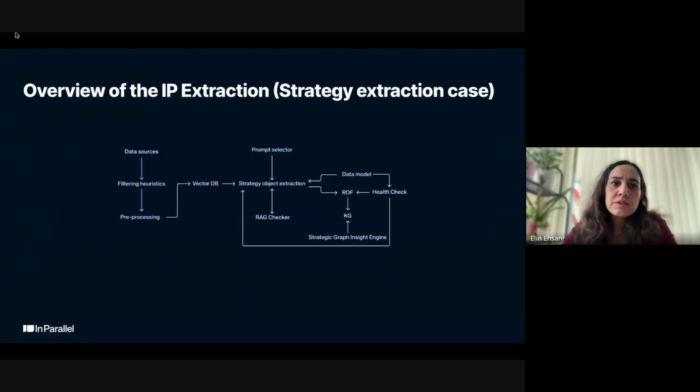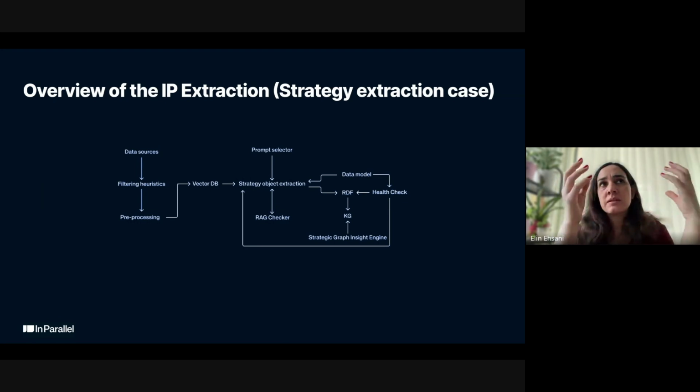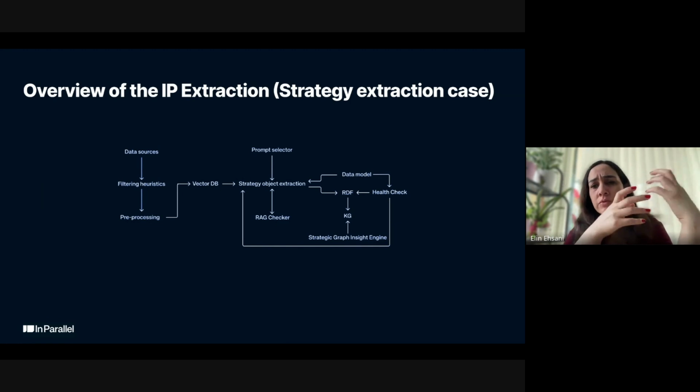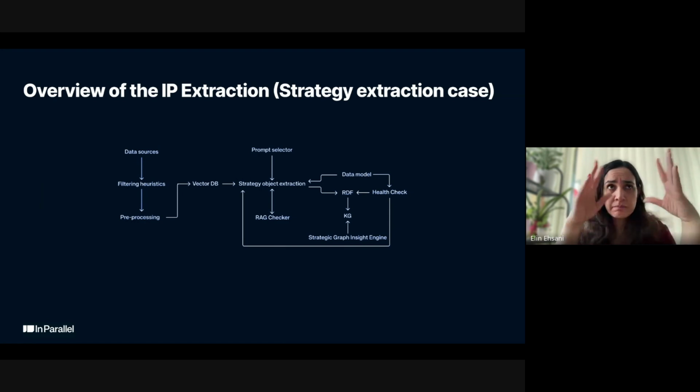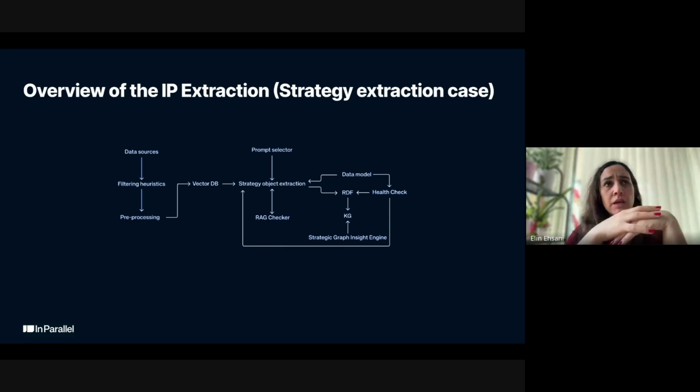So this is just one small example of the IP extraction part, where we are trying to extract strategy-related items. We have data sources, as I said, like the quarterly financial reports that we get, for example, from FactSet, which is a database for company-related documents. Then we have filtering heuristics, which means that not all documents are relevant for us. Not everything there is relevant.